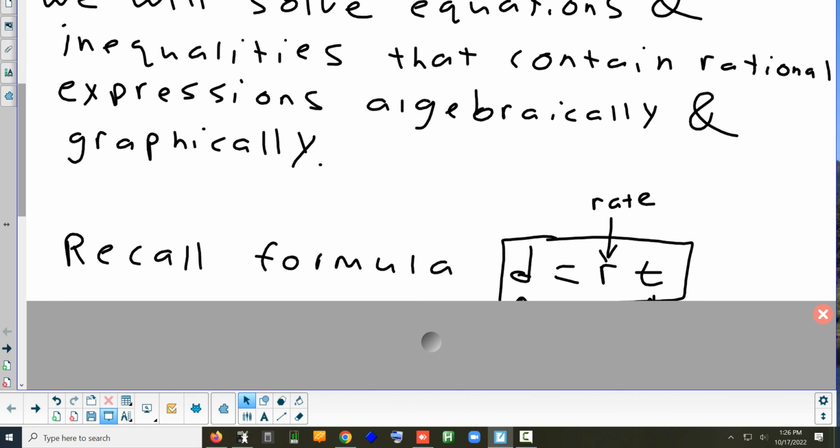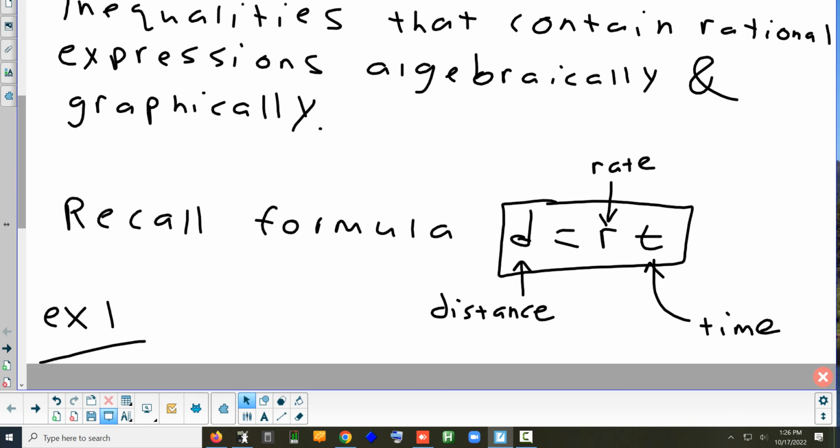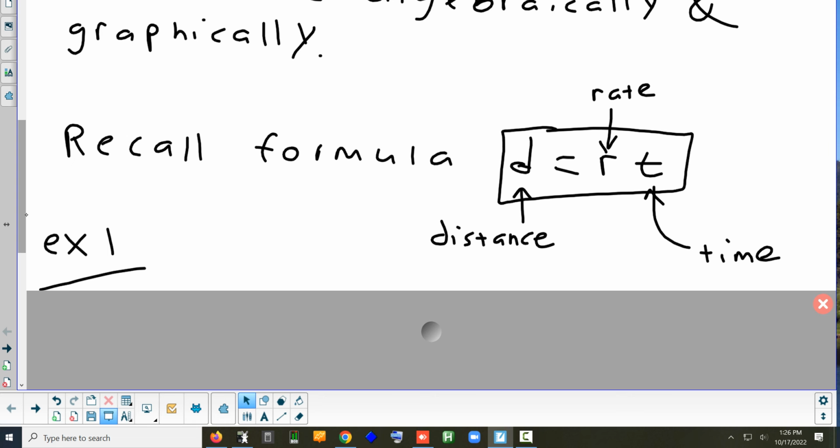So we're just going to start with an example. The example we're going to start with is a problem about distance, speed, and time. To do this problem, you need to know the formula distance equals rate times time. If you don't remember that formula, well, there it is. You can write it down. But we're going to use that to figure out the first problem we're going to do.